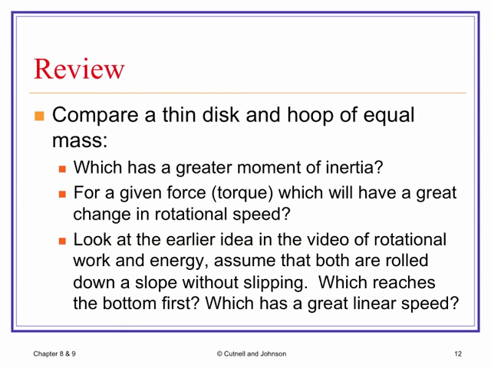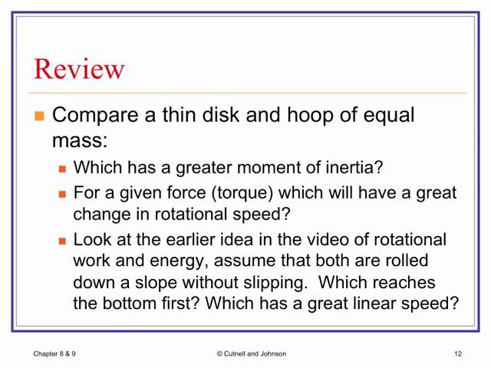All right, for our review, I would like you to go through and compare a thin disc and a hoop of equal mass. So the key aspect here is they have an equal mass, and they also have the same radius. Make sure we include that as well. Which one has a greater moment of inertia? So go back and either look at the table in the video or open up your textbook and look up the moment of inertia for each object. Next, for a given force, a torque, which one will have a greater change in rotational speed?